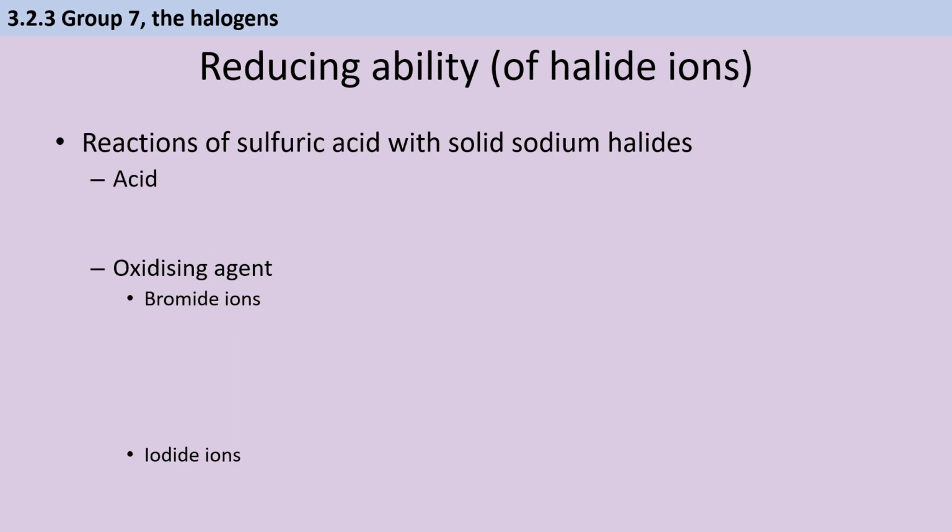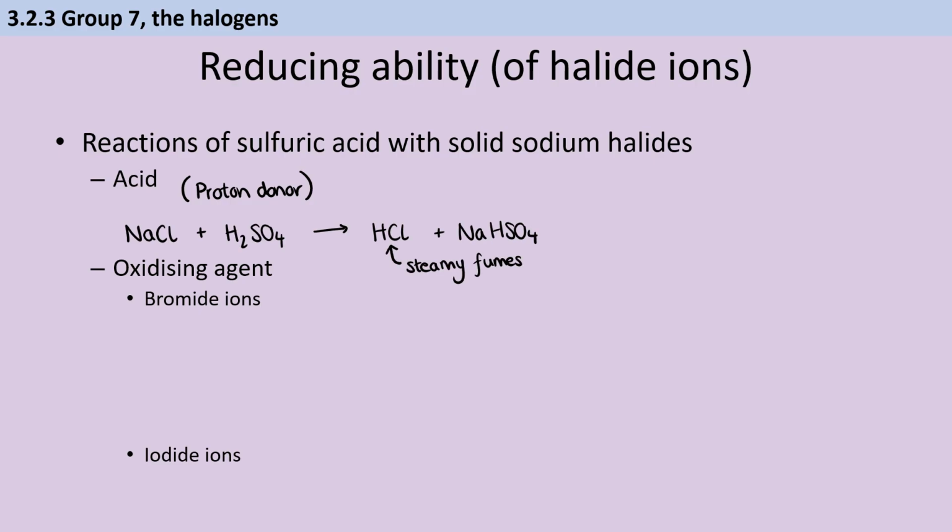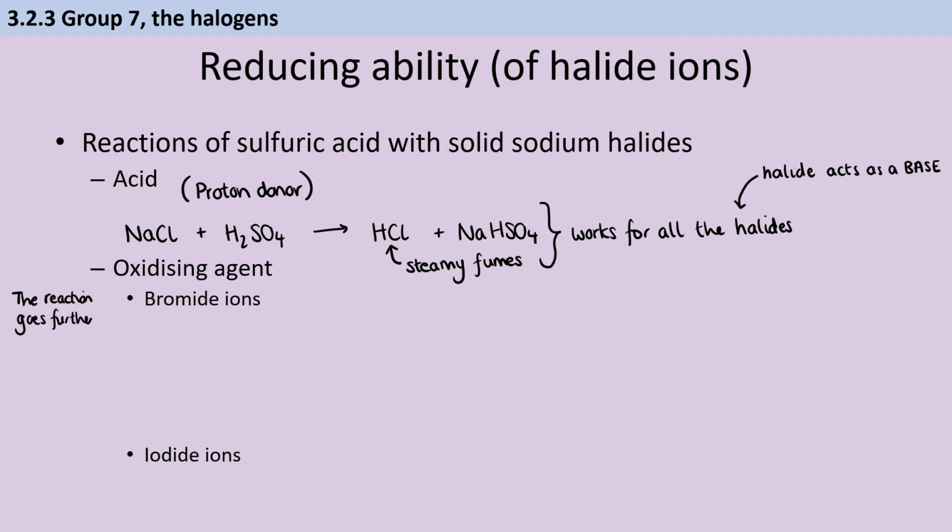When sulfuric acid reacts with solid sodium halides, it can perform two different roles. Firstly, it acts as a proton donor or an acid. So if we have some sodium chloride reacting with sulfuric acid, we make steamy white fumes of hydrogen chloride and also some sodium hydrogen sulfate. And this process will happen for any of the halides, and they're all just functioning as bases. But then if we think about bromide ions and iodide ions, which are the best reducing agents, then the reaction is able to go a little bit further with the acid acting as an oxidizing agent.